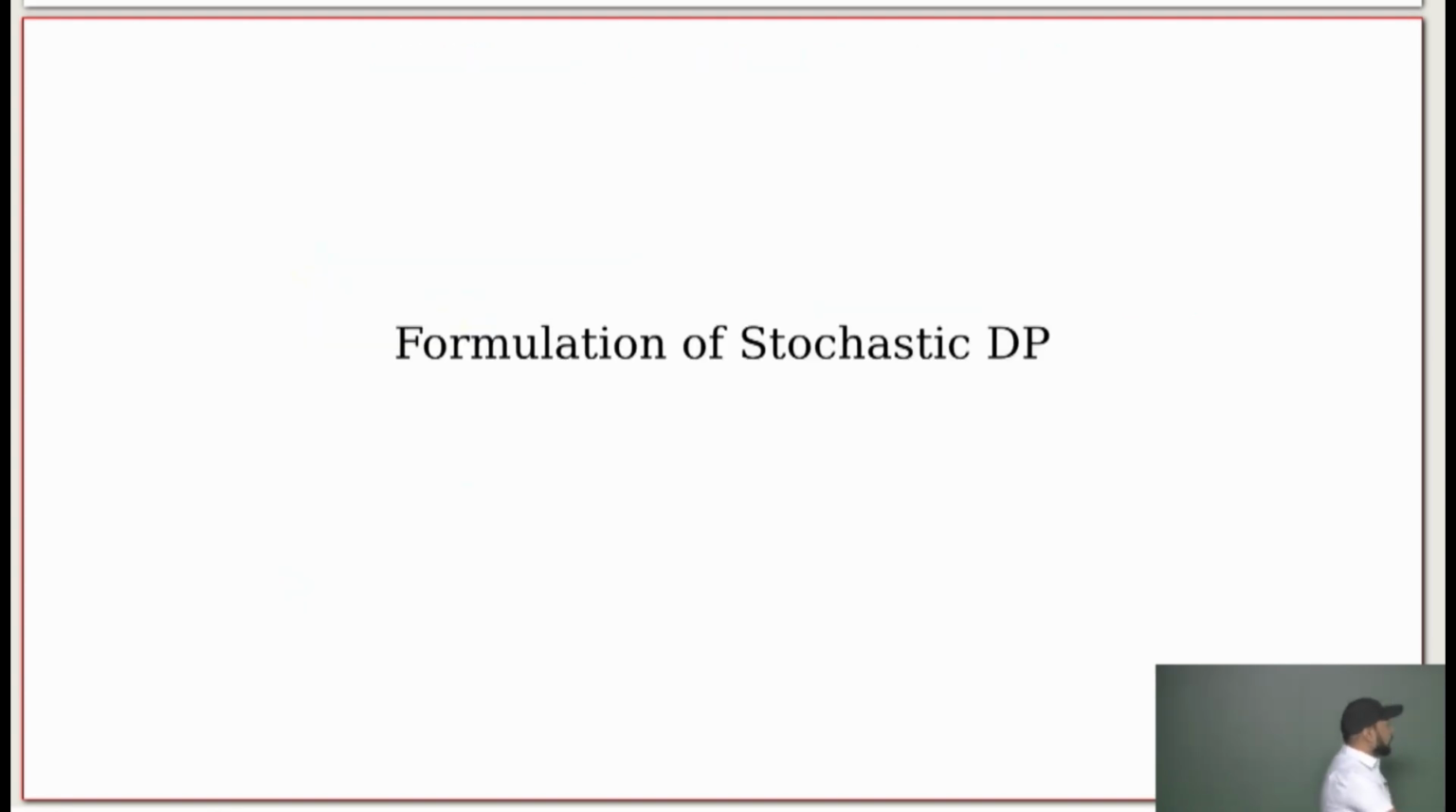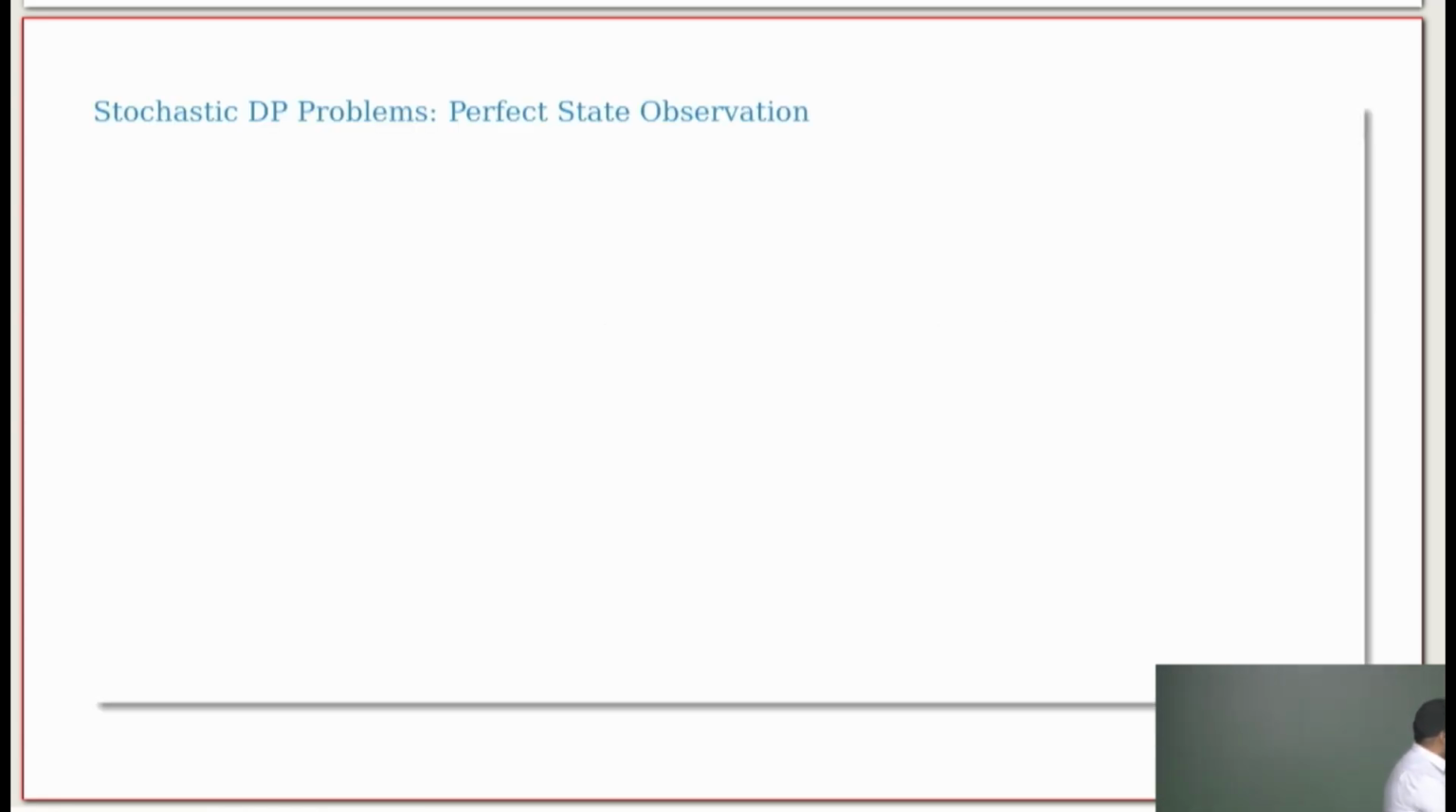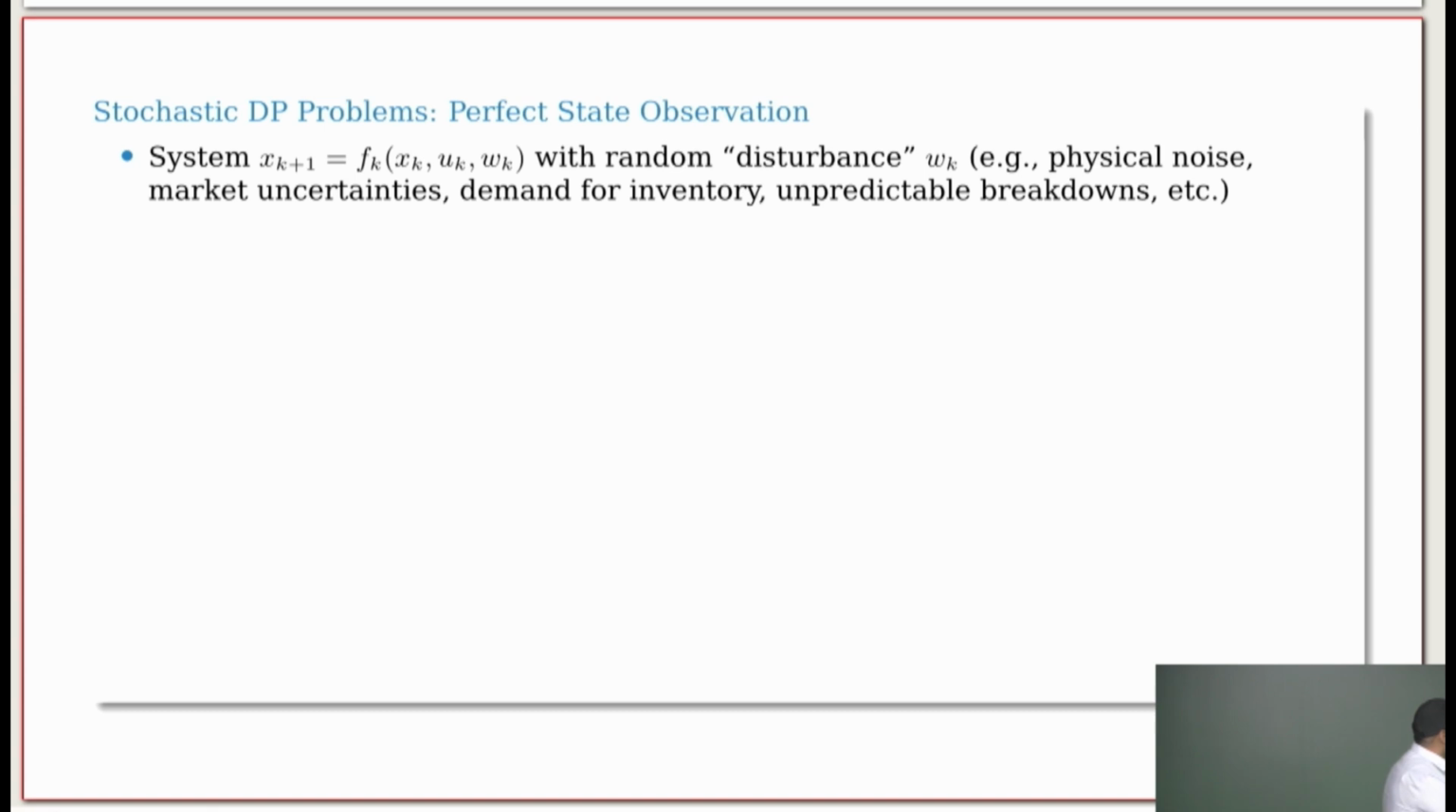So let us now formulate SDP. We have seen dynamic programming, but now we will look into a stochastic variant. Let us assume a perfect state observation case. Now the new state that we get, which we call x_{k+1}, is dependent on x_k, u_k, and also on w_k, which we call random disturbance. This is the stochasticity we are talking about. w_k models the stochastic nature.